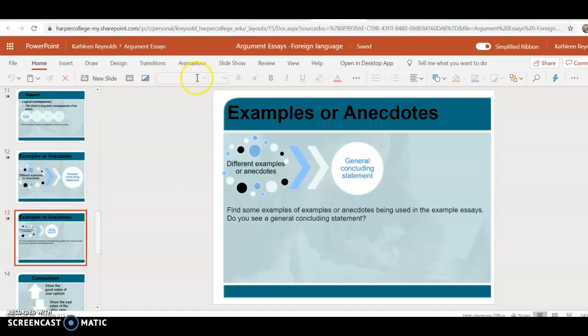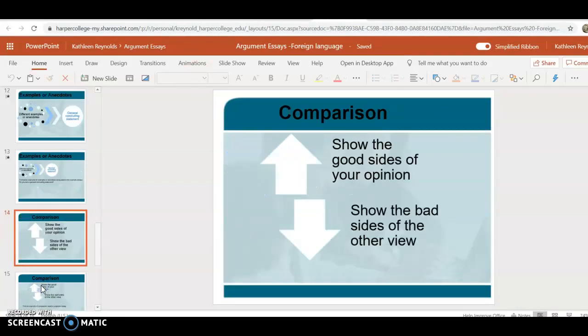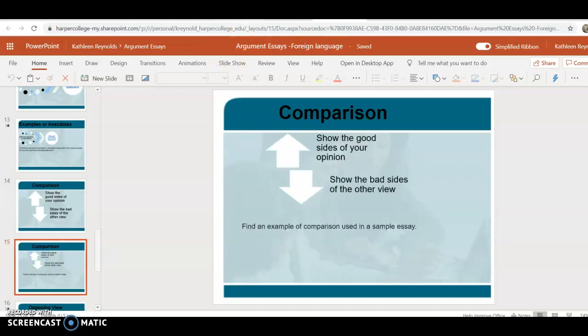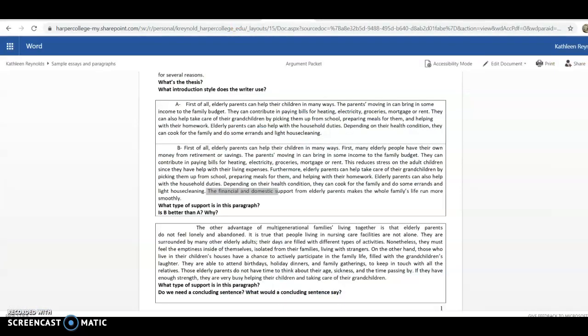Okay, let's look at another type of support. We can use comparison as a support tool in our argument essays. When we use comparison, we want to show the good sides of our own opinion, and we want to show the bad sides of the other view. I'll show you an example here, which is in the second body paragraph.